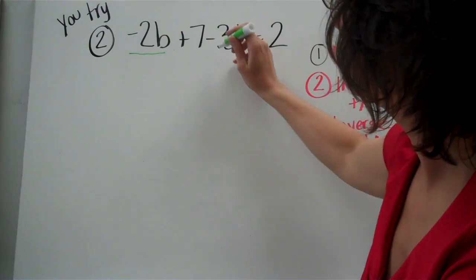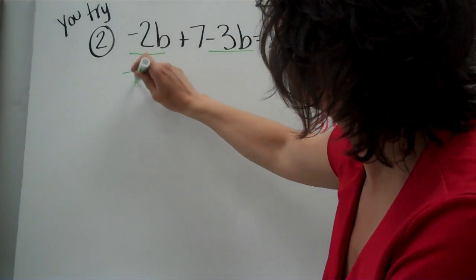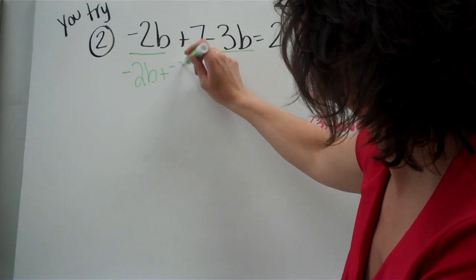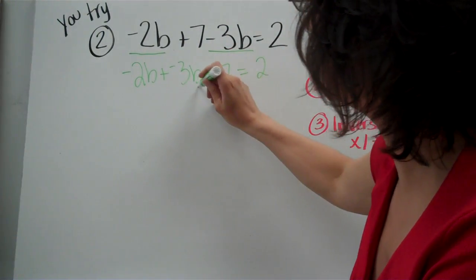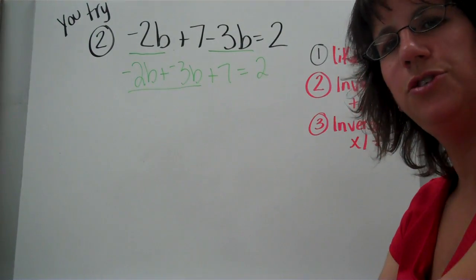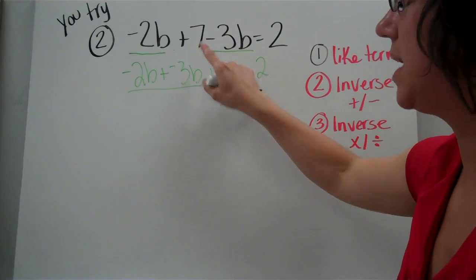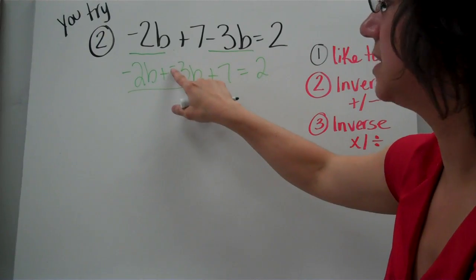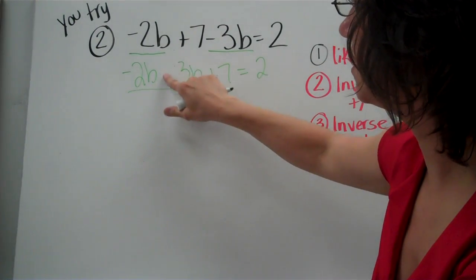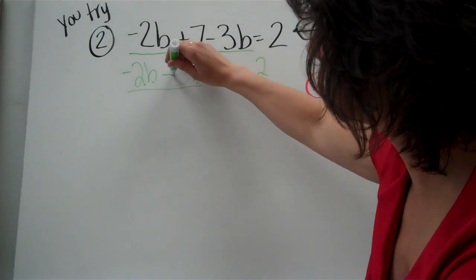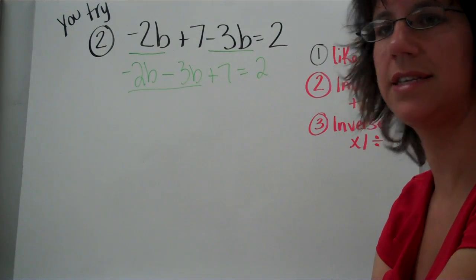I'm going to put this and this together. I'm going to rewrite my problem so that my b's are next to each other. Did you see how I changed my minus 3 to be plus a negative 3? You know that's the same thing, isn't it? If you'd like, I can erase that, and I can put this back again. Means exactly the same thing.